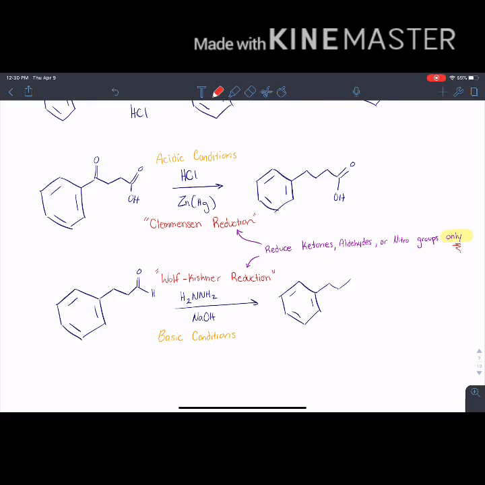So when you're working with basic conditions, just in case there's some sort of acid-sensitive group within the rest of the compound, you can use Wolff-Kishner, in which you have H2N-NH2 with NaOH. You would reduce this aldehyde to its methyl version, right? So once again, it only works with ketones, aldehydes, or nitro groups.